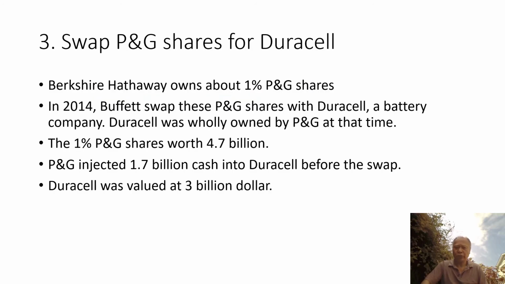Swap P&G shares for Duracell. Berkshire Hathaway owns about 1% of P&G shares. In 2014, Buffett swapped his P&G shares for Duracell, which was wholly owned by P&G at that time. The 1% P&G shares were worth about $47 billion. P&G injected $1.7 billion cash into Duracell before the swap. Duracell was valued at $3 billion.